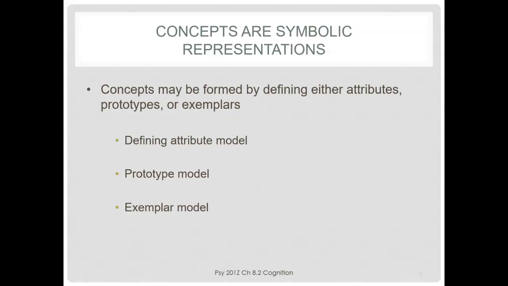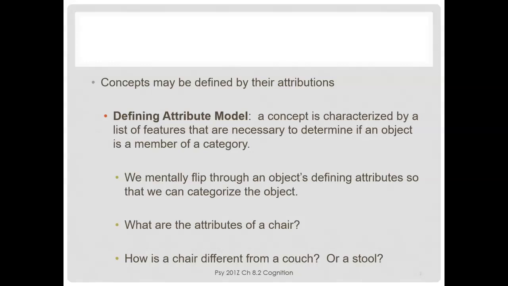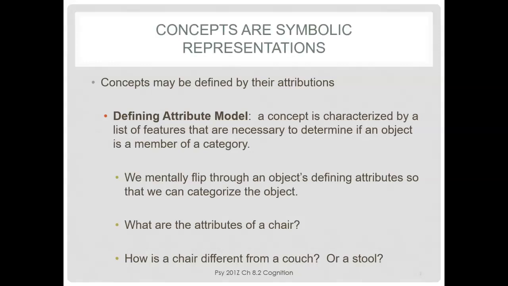Now, concepts may be formed by defining either attributes, prototypes, or exemplars. So we're going to look at the defining attribute model, prototype model, and the exemplar model. The defining attribute model is a concept characterized by a list of features that are necessary to determine if an object is a member of a category.